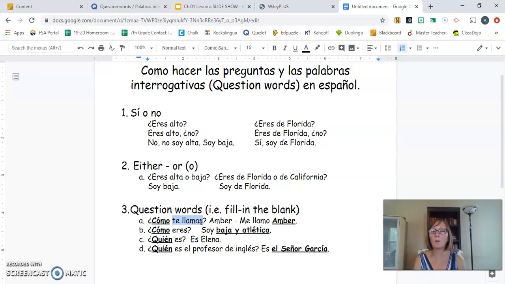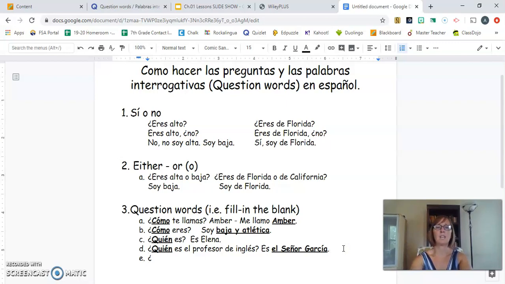So, en este ejemplo, ¿quién es? Who is that? Who is it? You're going to say, es Elena. Fill in the blank with the quién. If I say, ¿quién es el profesor de inglés? Who is the English professor? You're going to answer me with es, or el profesor de inglés es, and give me the answer to the quién. Quién is our fill in the blank there. And then you would say, el señor García.